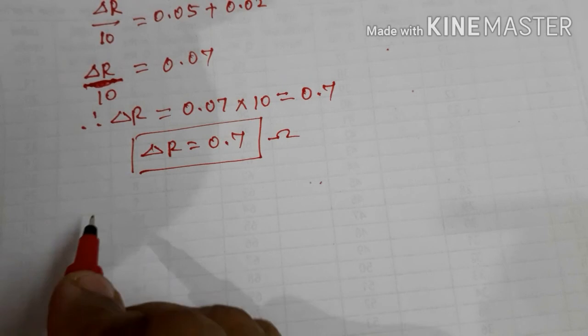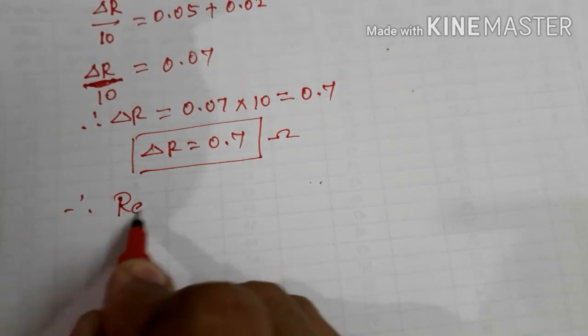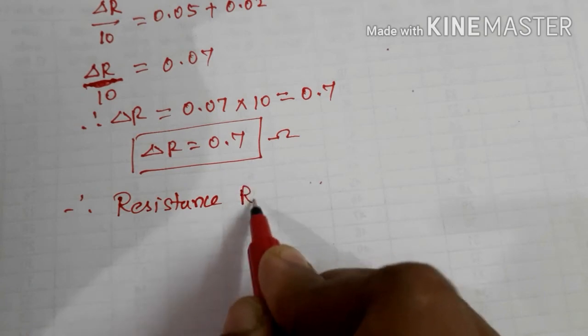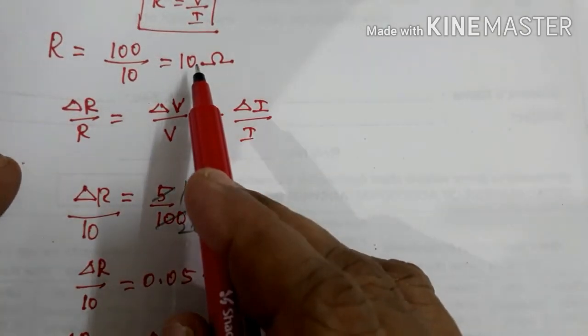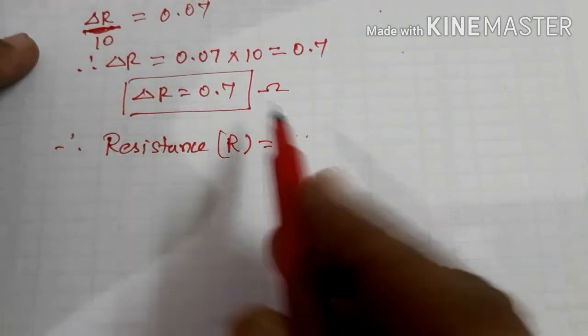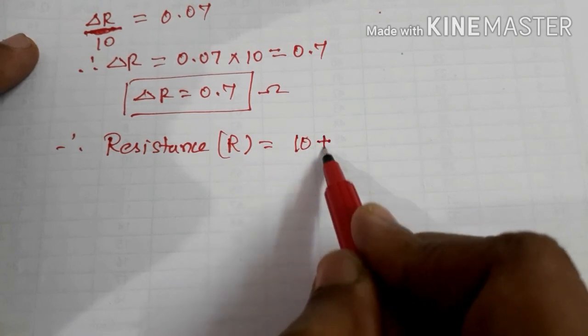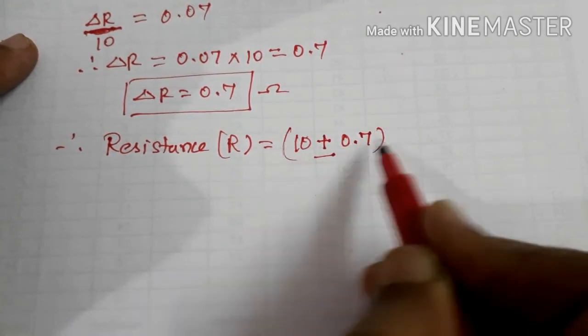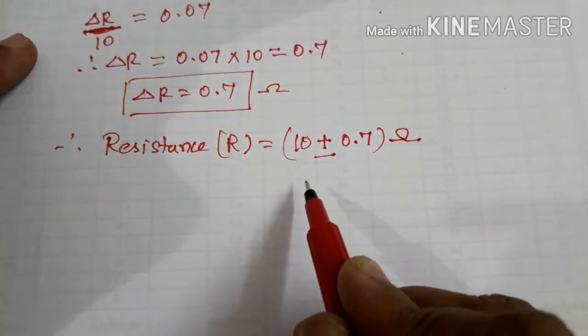So finally, resistance with error, what will you get? Resistance R is equal to, what is that R value we got? 10. R is 10 and the error value delta R is 0.7. So 10 plus or minus 0.7 ohm. This is the final answer.